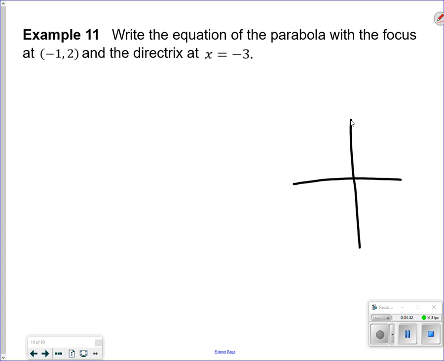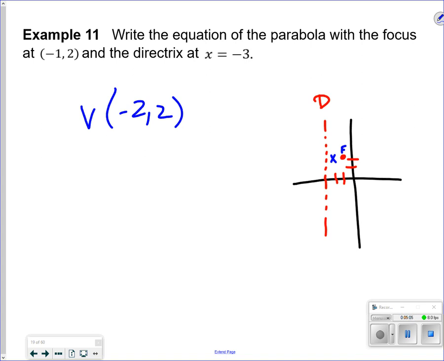So I have x = -3, so there's my directrix. I have a (-1, 2) focus. So I don't know the vertex at all. Well, the vertex has to be the point that is exactly the same distance away from both of them. So the vertex in this case has to be at (-2, 2). So again, exactly between the directrix and the focus point would be the vertex.